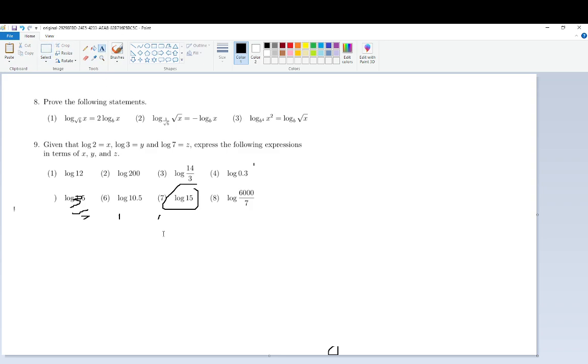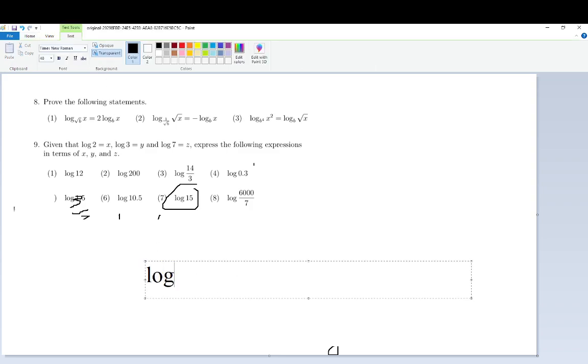Okay, log of 200 is the same as log of 2 times 100, which is the same as log of 2 plus log of 100. Well, log of 100 is simply the number 2. Log of 2 is, we're told, x. So that's what they want: x plus 2.